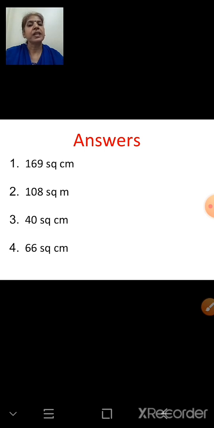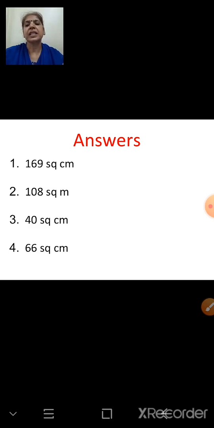And the third one is 40 square centimeter. Because base was 16 and height 5. So formula is half into base into height. Half into base. So base was 16. 16 is an even number. So 16 divided by 2, 8. 8 5s are 40. So you have to do it orally or mentally.